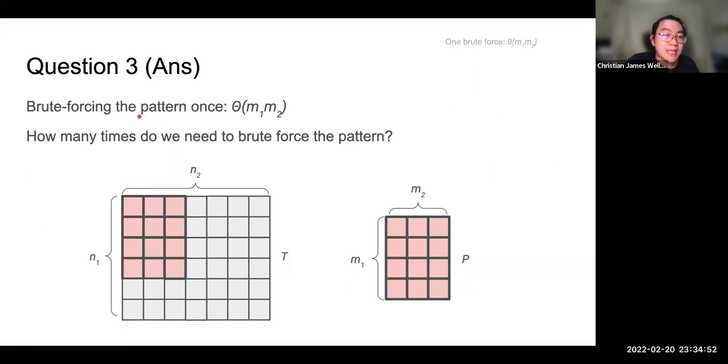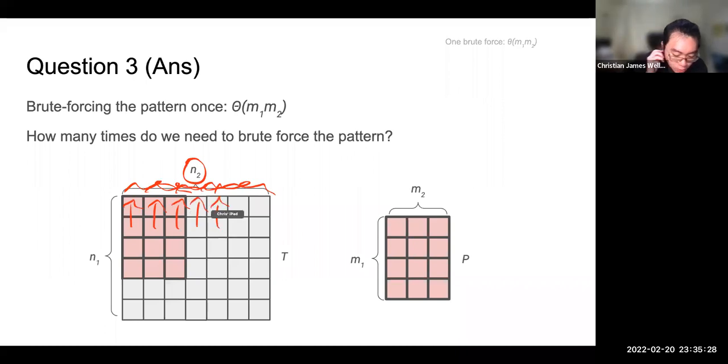The time taken to brute force the pattern once is, I hope it's clear, theta of M1 times M2, because that's the size of the rectangle. But the question is, how many times do we need to brute force the pattern? If you're being careful, notice that N2 is too conservative, because you do it once, twice, thrice, 4 times, 5 times. This is not N2 times. There's a region here that we don't really consider.